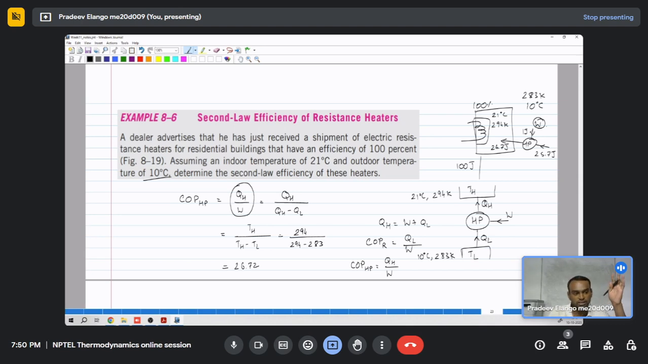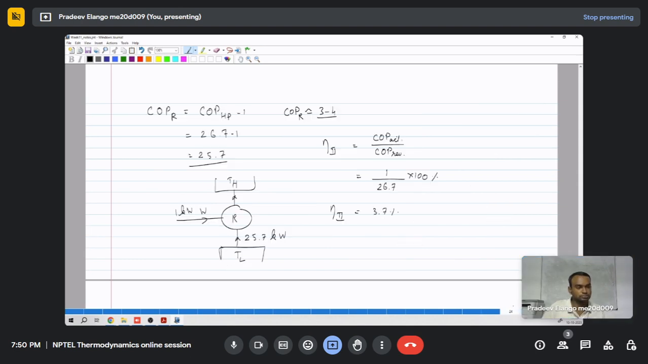So these are like marketing gimmicks. Actually the second law efficiency will be much lesser, but they will say as per first law efficiency it is 100. Sir, why is COP for actual 1, sir? COP of actual, that is the COP of the resistor, the electrical resistor. Okay, sir.